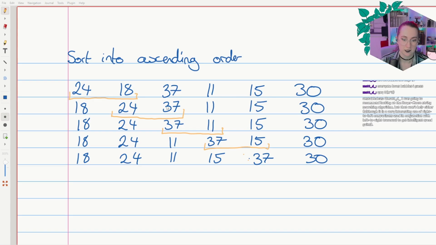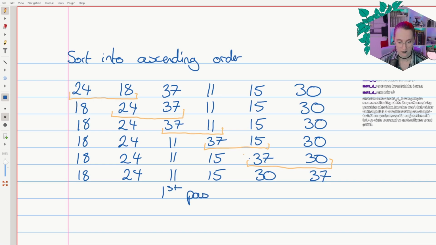And then finally, for this pass, we do 18, 24, 11, 15, 30, and 37. And this is just one pass. So first pass complete.